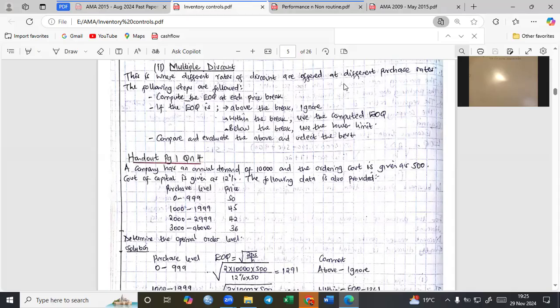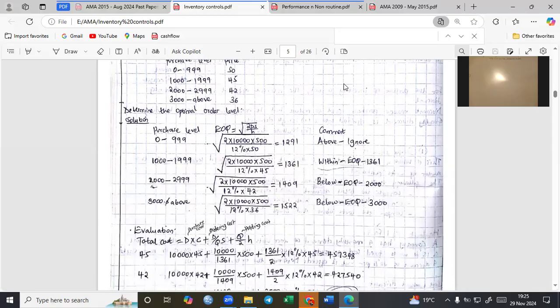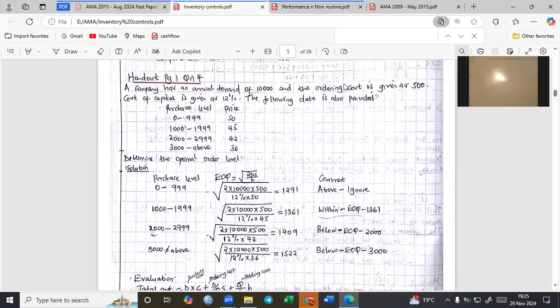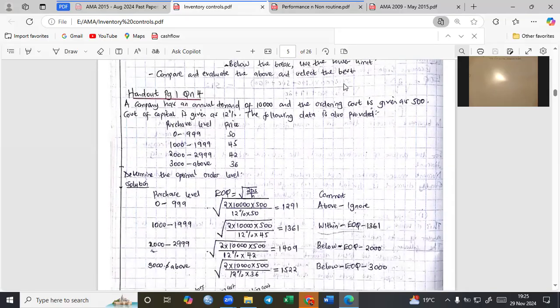Now let's go to our past paper. Before we go to our past paper, let's do this question together. A company has an annual demand of 10,000, and the ordering cost is given as 500. Cost of capital is 12%. The following data is also provided.